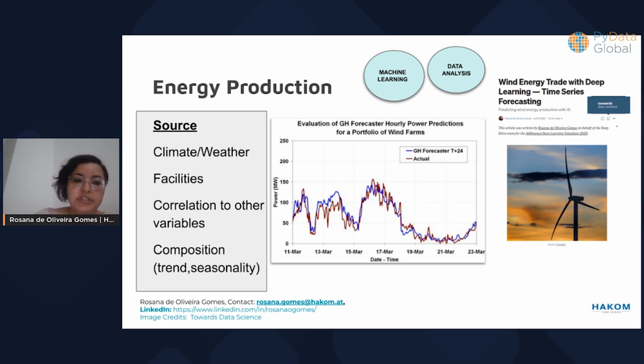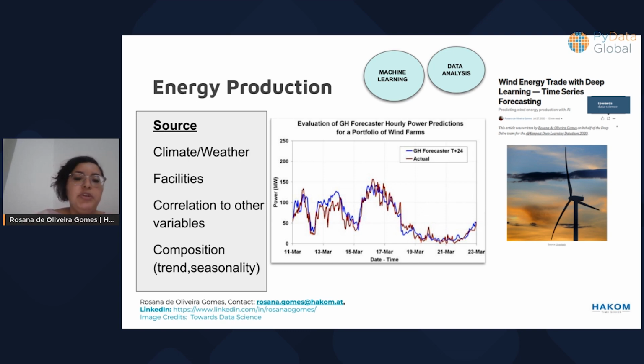And when we talk about energy production, here's an example for wind energy. For wind energy, we can consider, as I mentioned before, that we have climate variables. We also have to consider the facilities because, for example, if you have a wind turbine that can only produce a certain amount of energy, it doesn't matter if there is more wind, you cannot produce more than that.